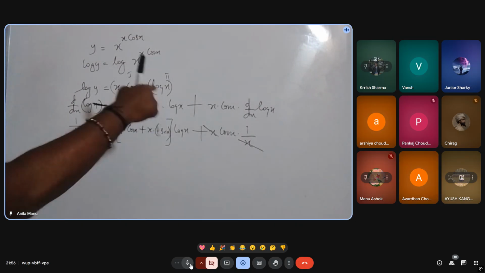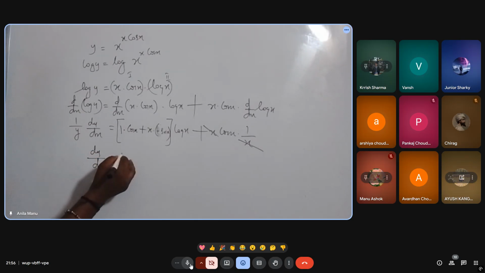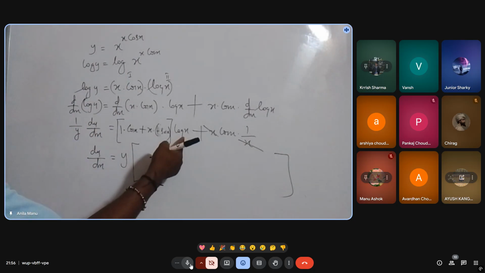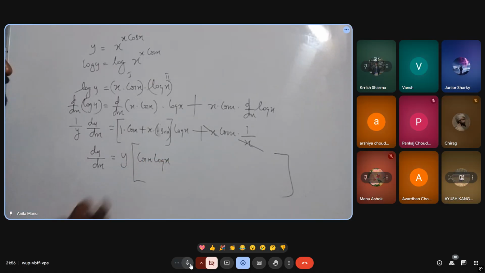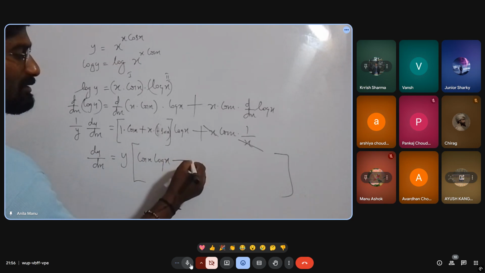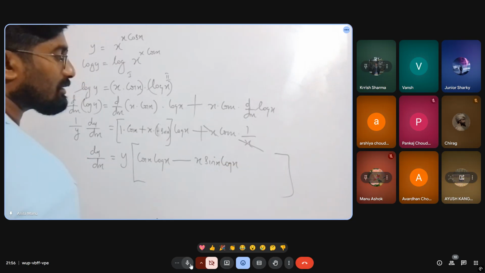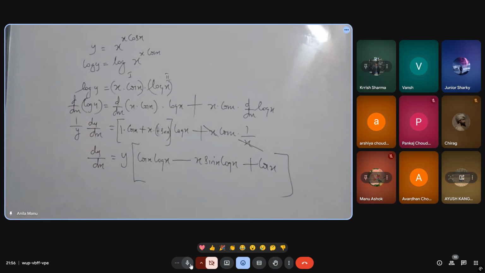Now this y you can transpose. dy by dx is equal to y into, y is common for everything, now you have to multiply log x into the bracket. So cos x into log x, here you will get plus into minus, a minus, x sin x log x, and lastly plus cos x. Now in the last step you have to give resubstitution. What is that? This y is x raised to x cos x.